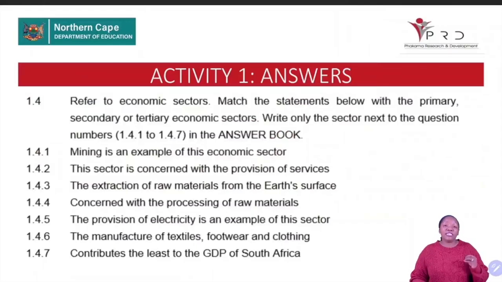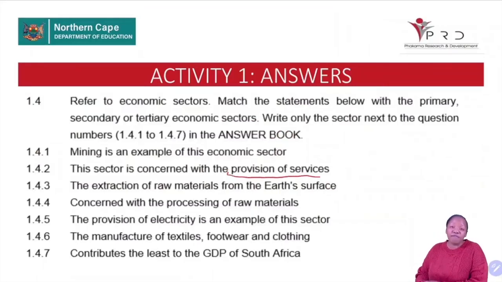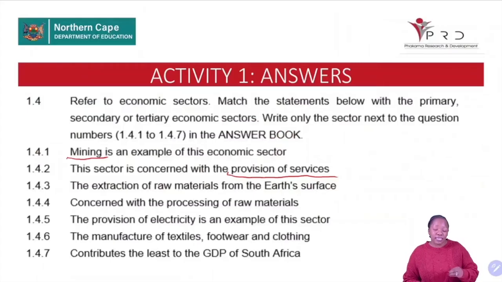Then we're looking at the second question where it says the sector is concerned with the provision of services. So the key there is the provision of services. Remember, within the 4 sectors, we said the one that is concerned with the provision of services, we said it's a tertiary sector. So even in the exam, you are allowed to underline the keywords so that you can be able to get the correct answer. Then the third question, it says the extraction of raw material from the earth surface.